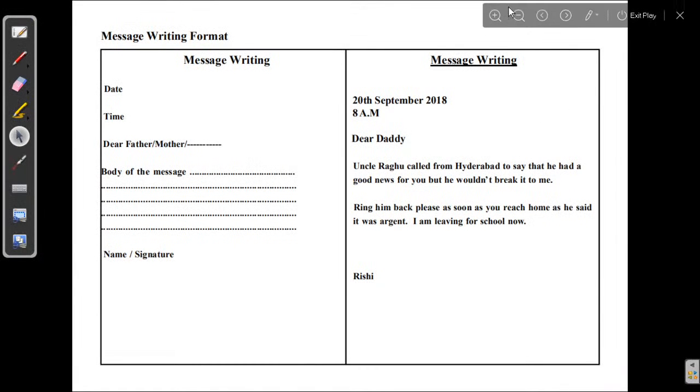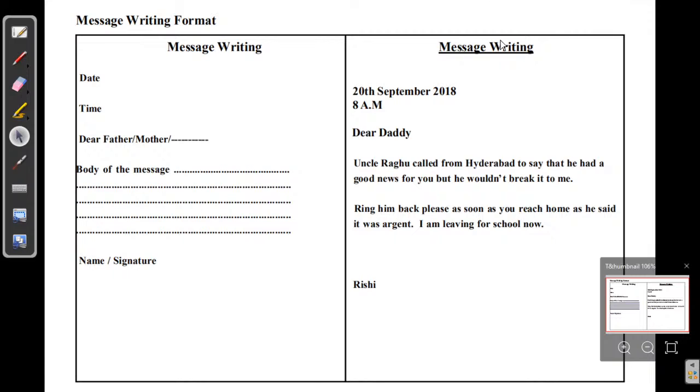See, my dear students, there is a format displayed on your screen on the left. This is a model message writing displayed at the right, and here I told you what parts are required to write a message. Heading. Message writing is a heading. It should be written in the middle of your page.